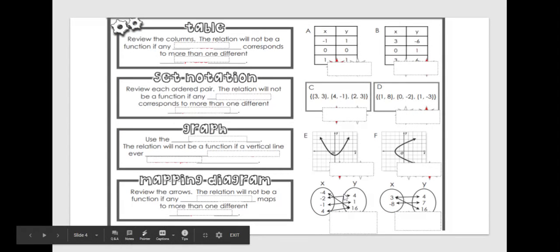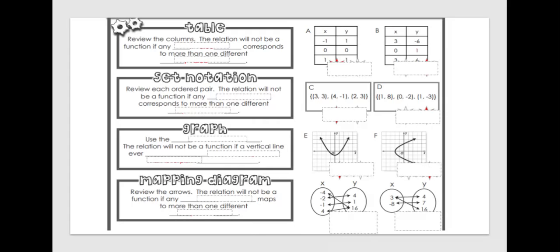All right, this is also different ways that we can see relationships, and you're going to have to decide if they're functions or not functions. So one way is if we're given an XY table. So review these columns. The relation will not be a function if any x value corresponds to more than one different y value. So let's look at A together. Are there any x values that correspond to more than one different y value?